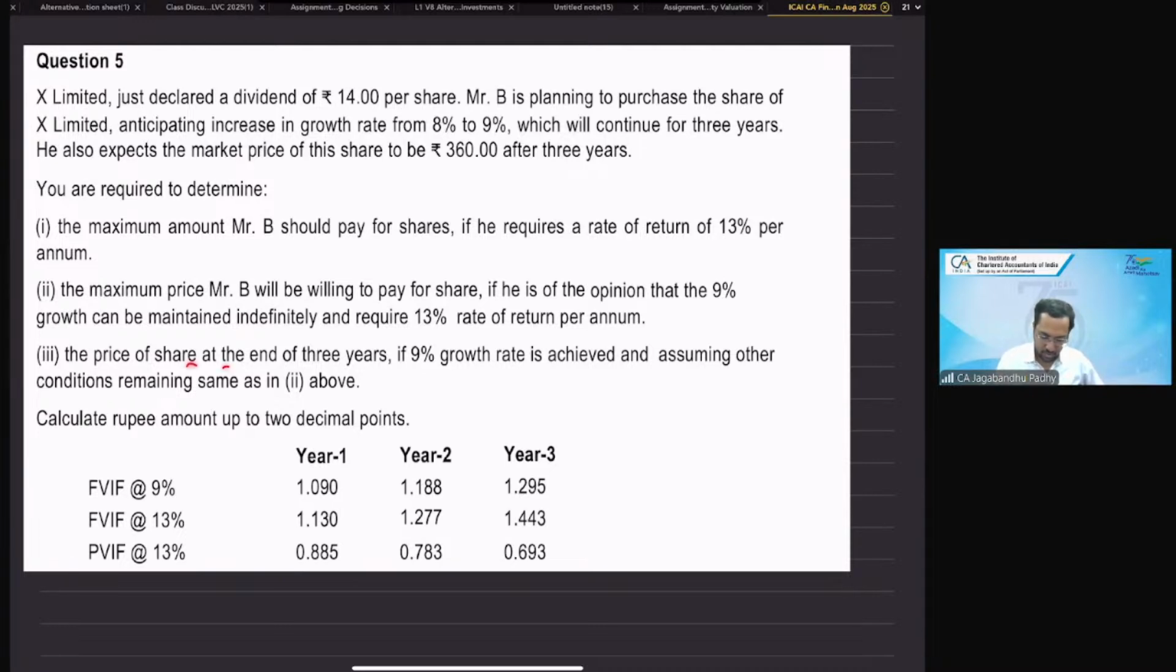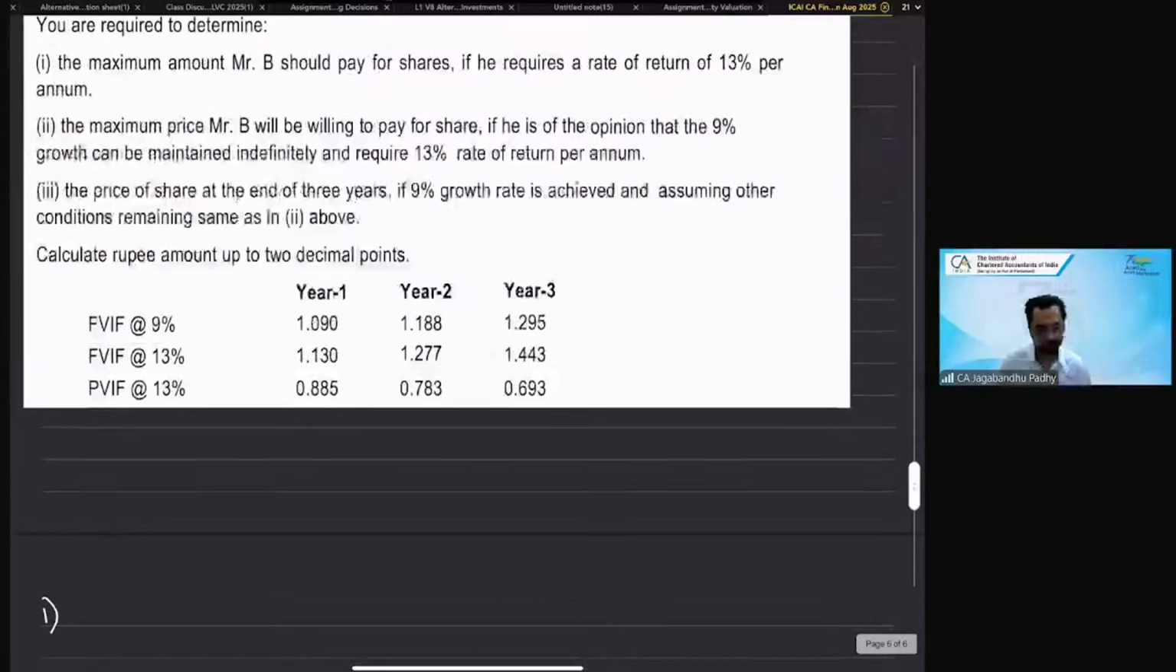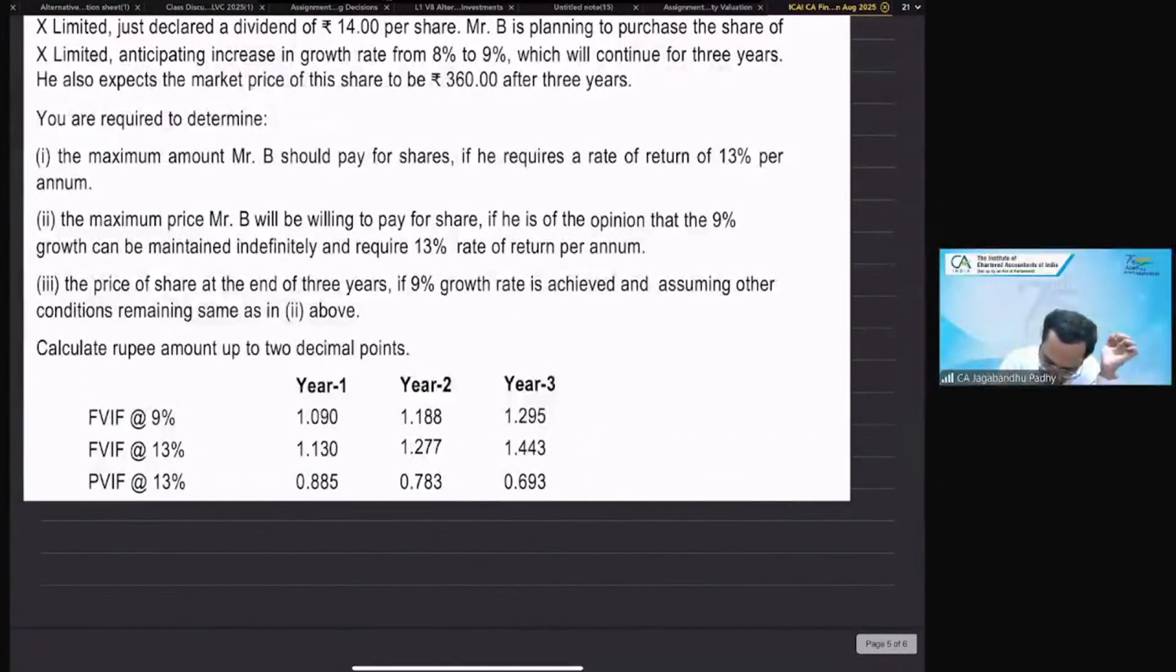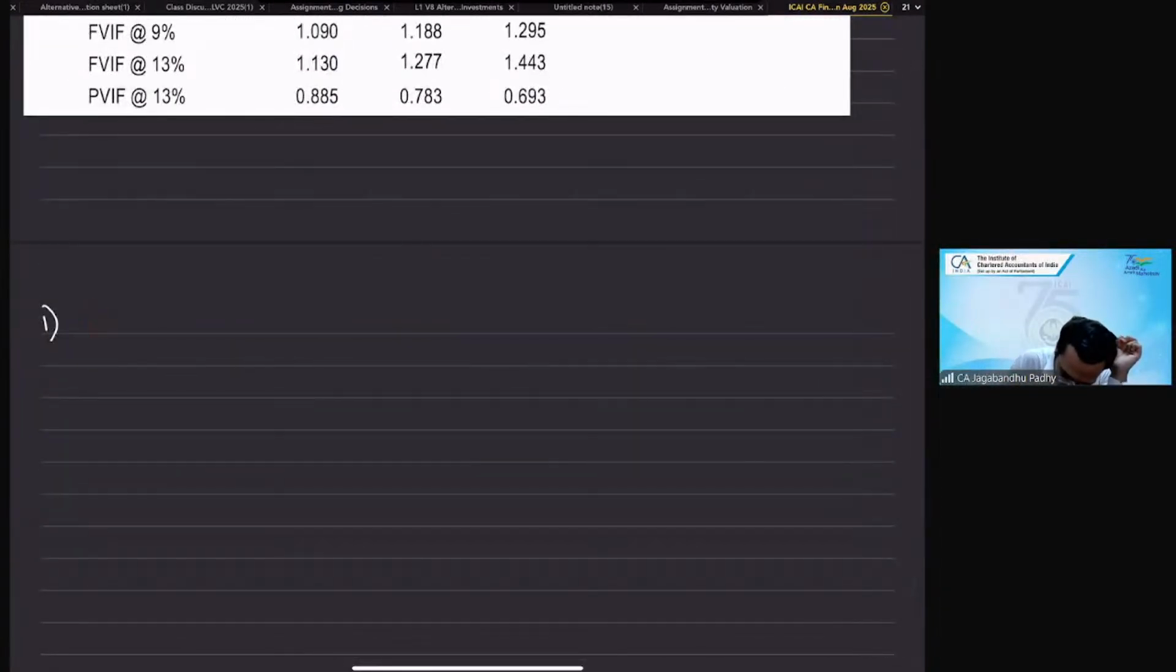Then the price of the share at the end of 3 years, if 9% growth rate is achieved, and assuming all other conditions remain same as in 2 above. Okay, so let's answer it one by one. First, the maximum price that we should be ready to pay if the required rate of return is 13%. So if the required return is 13%, we are simply talking of KE will be equal to 13%.